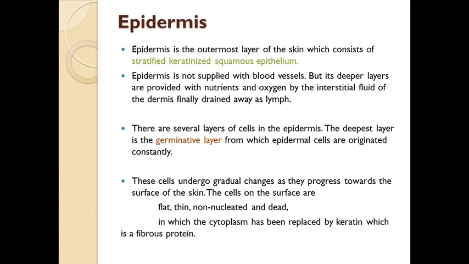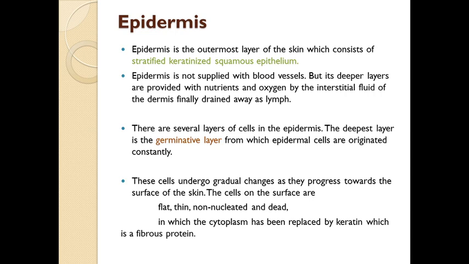So it has the basic features of this epithelium. If we look at the features, epidermis is not supplied with blood vessels, but its deeper layers are provided with nutrients and oxygen by the interstitial fluid, that means the lymph of the dermis, finally drained away as lymph. So, as a usual epithelial tissue, epidermis has no blood vessels, but its deeper layers are provided with nutrients and oxygen by the lymph in the dermis. Then, there are several layers of cells in the epidermis.